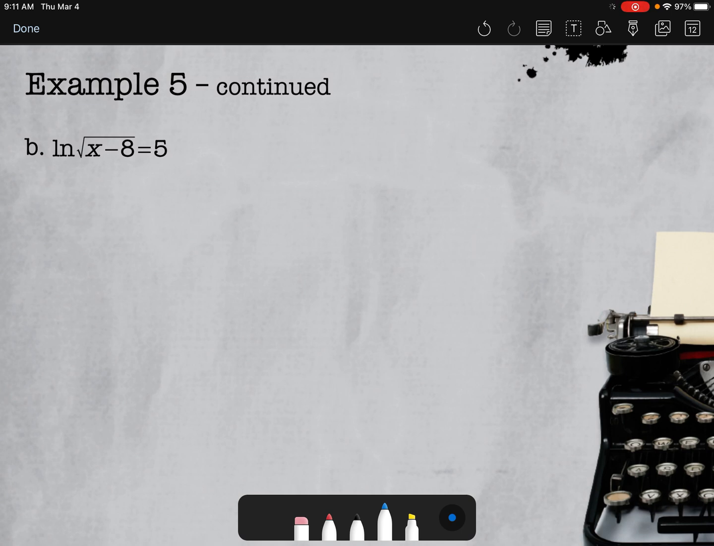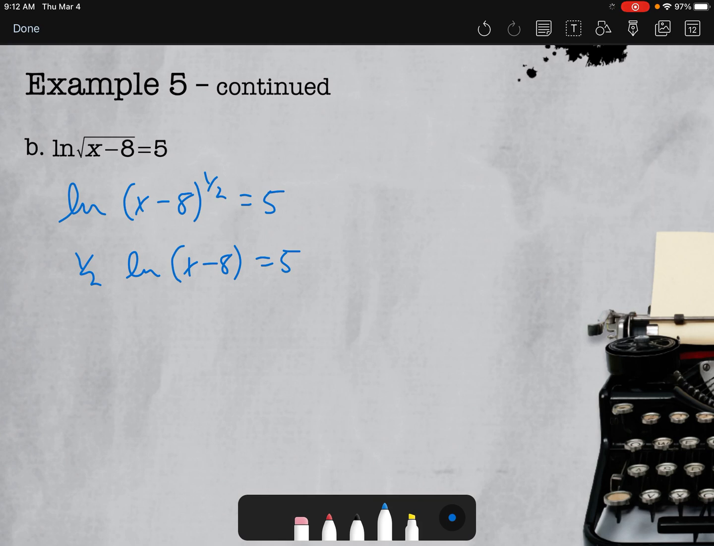Okay, here's another one. Natural log of the square root of x minus 8 equals 5. Well, the first thing we need to do is clean it up. Now, where's the 1/2 go? Correct. Out front. Now, that's a times. How do you undo a half? Well, we can divide by a half, or we can multiply by 2 both sides, and that gets rid of it. So this would be the natural log of x minus 8 equals 10.